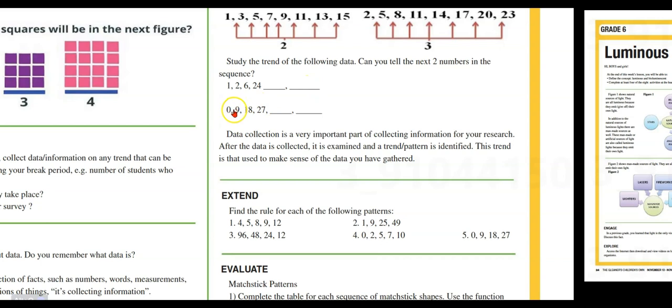So we have 0, then 9, then 18, then 27. What's the difference between 0 and 9? That would be 9. Between 9 and 18, 9 again. Between 18 and 27, that's 9. So they seem to be adding 9. So 27 and 9 would give you 36. Okay, then 36 and 9 should give you 45. So this one, just multiples of 9.